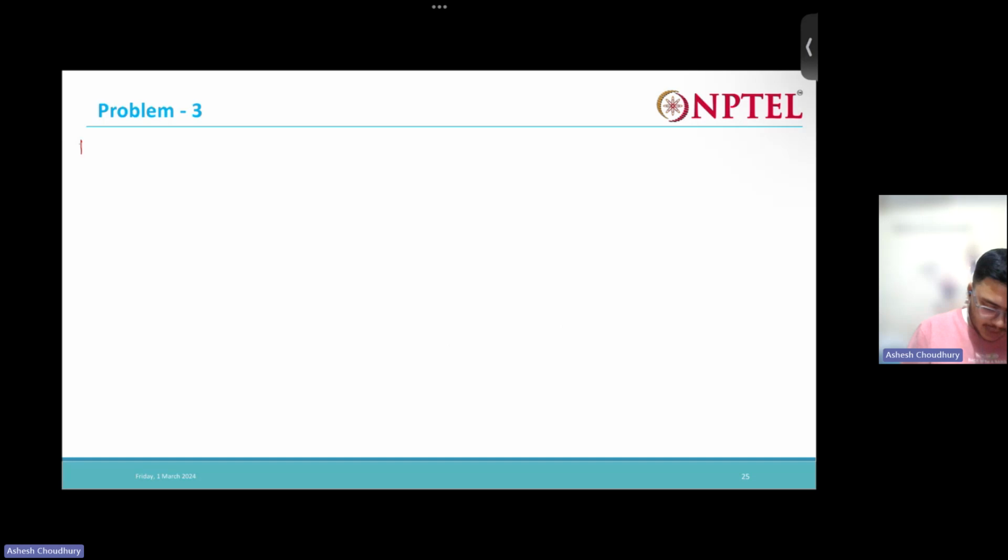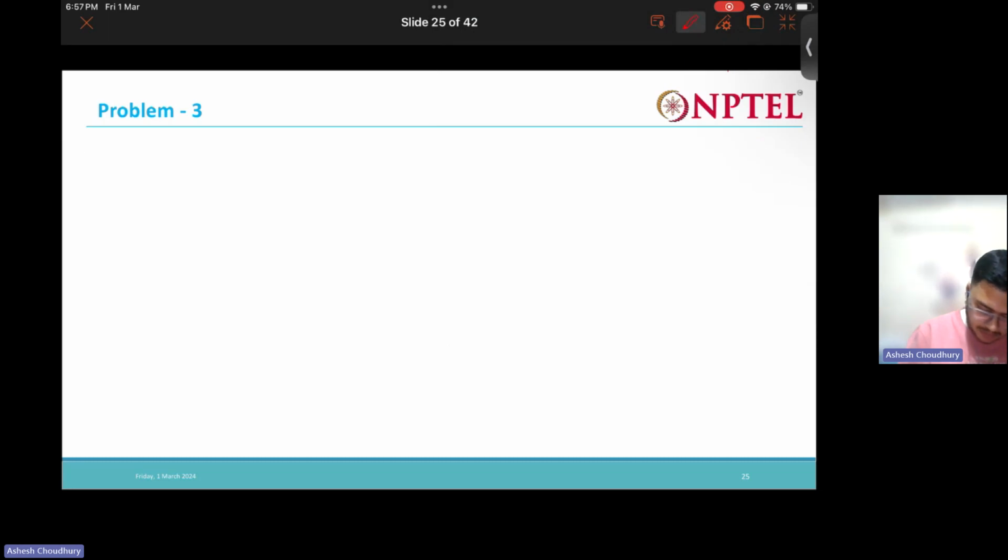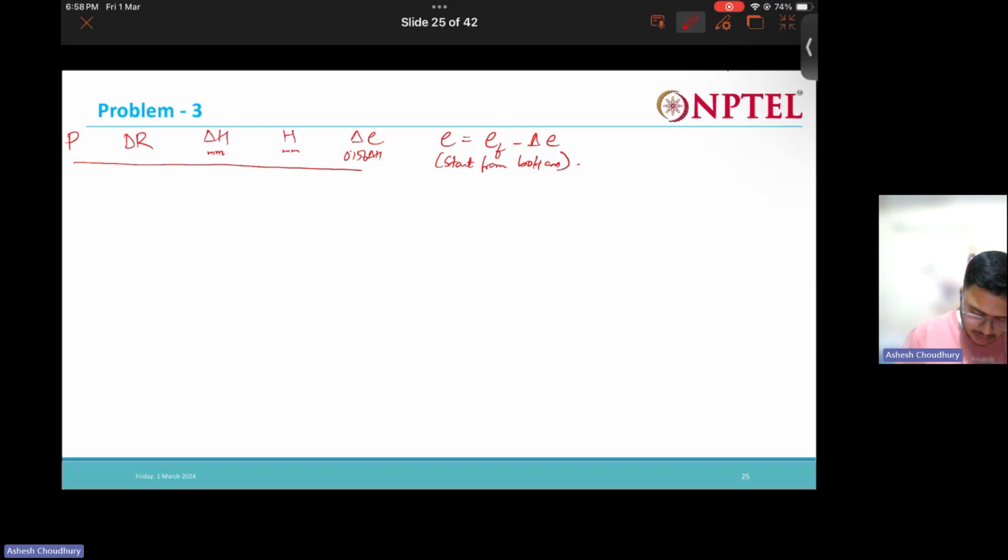So first will be the pressure, then we have the dial gauge reading, then delta H in mm, then H in mm, then we have delta E. What is delta E? 0.156 delta H, and then we have e is equal to e_f minus delta E. This is where we will start from the bottom. So this is what we have.